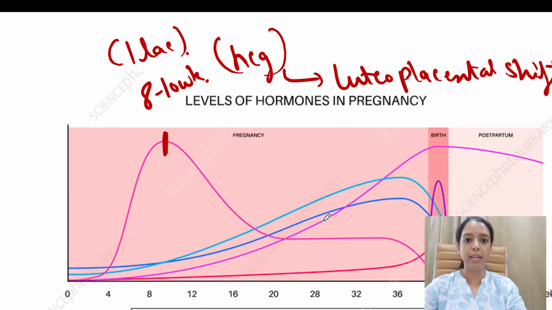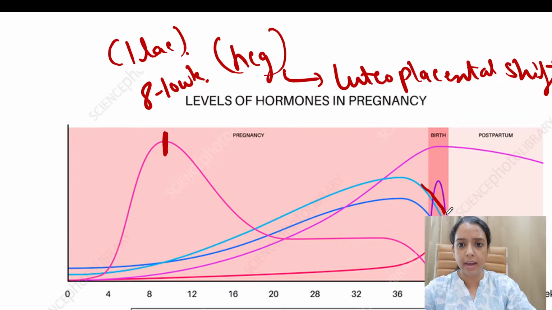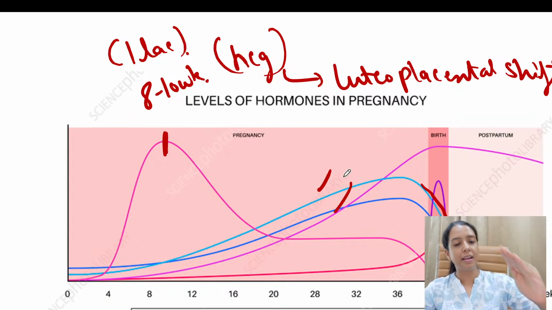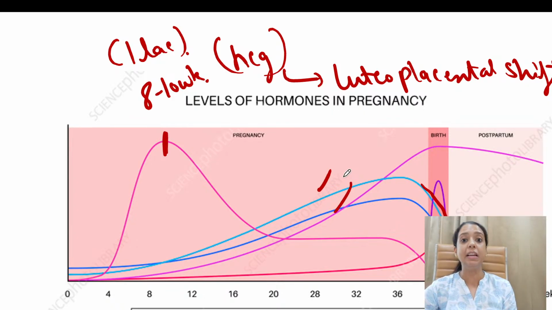Second hormone, can you see these blue color hormones that are rising with pregnancy? Slowly they are rising, and as soon as the patient delivers, they are significantly falling. They fall to very low levels as soon as the patient delivers. These blue color hormones are estrogen and progesterone. Okay? They are rising with pregnancy and they fall as soon as the woman delivers.